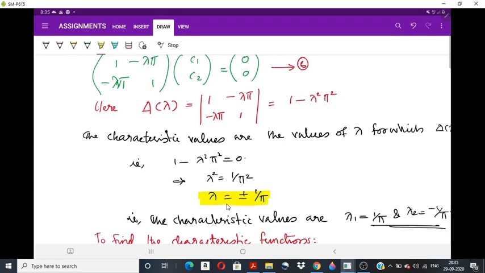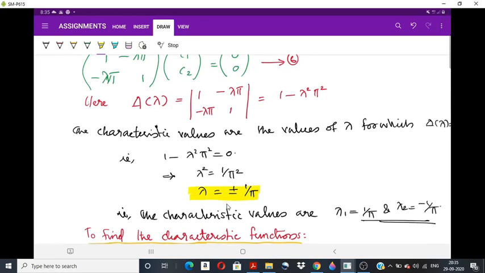So these are the characteristic values. So we can have the characteristic values as lambda 1 equal to 1 by pi and lambda 2 equal to minus 1 by pi. And we know that the characteristic functions are the non-trivial solutions of the homogeneous equation corresponding to the characteristic value. So the characteristic function for the characteristic value lambda 1 is obtained as the non-trivial solution of the equation with lambda equal to 1 by pi.